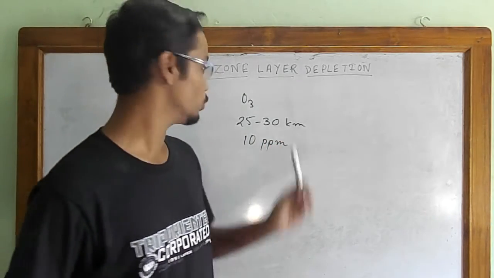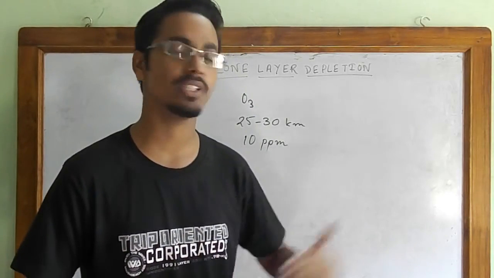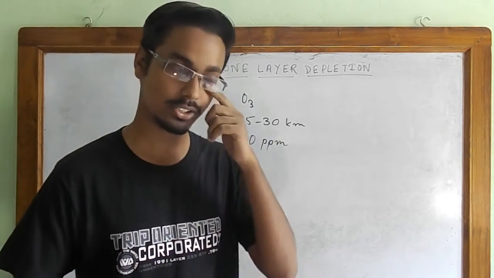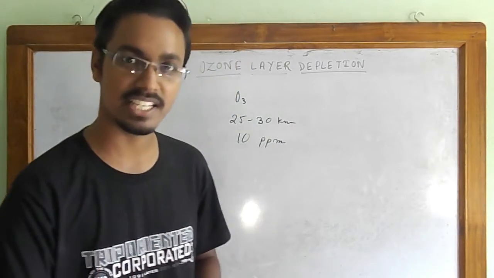The function of this ozone layer is that it absorbs the harmful ultraviolet radiations that come from the sun from entering into the earth. It is a very common function that is known to all of us. So now, how does ozone layer depletion take place?